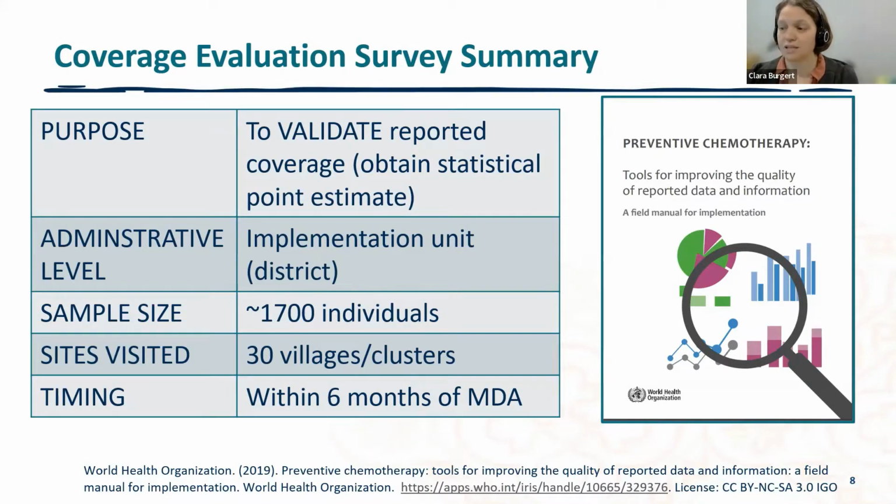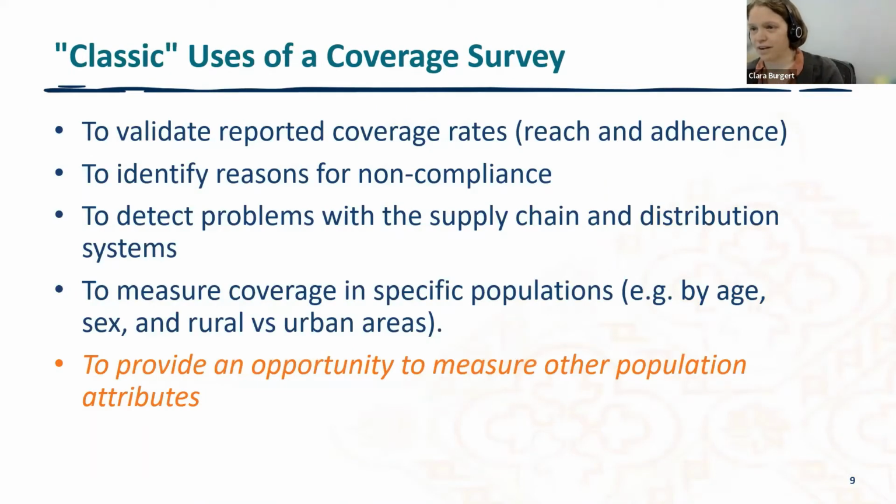The sites visited is 30 clusters typically. And the timing should be within 6 months of MDA, but we all know, of course, that it should be as soon as possible after the MDA to have the best recall information. So a classic use of the coverage survey is to validate the reported coverage rates, both reach and adherence, to identify reasons for non-compliance, to detect problems with supply chain and distribution systems, and to measure coverage in specific populations, for example, age, sex, rural, or urban areas. And then also to provide an opportunity to measure other population attributes. And this is certainly the space in which we have looked to expand and see what other information could be gathered in the CES survey.